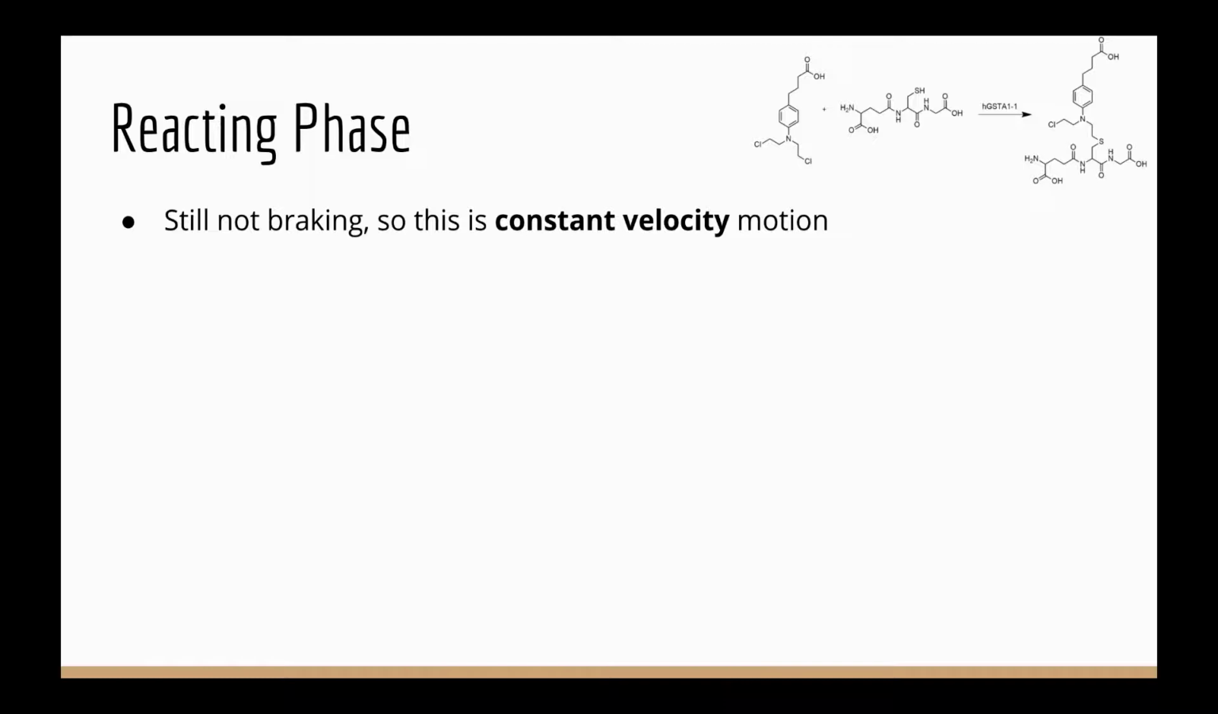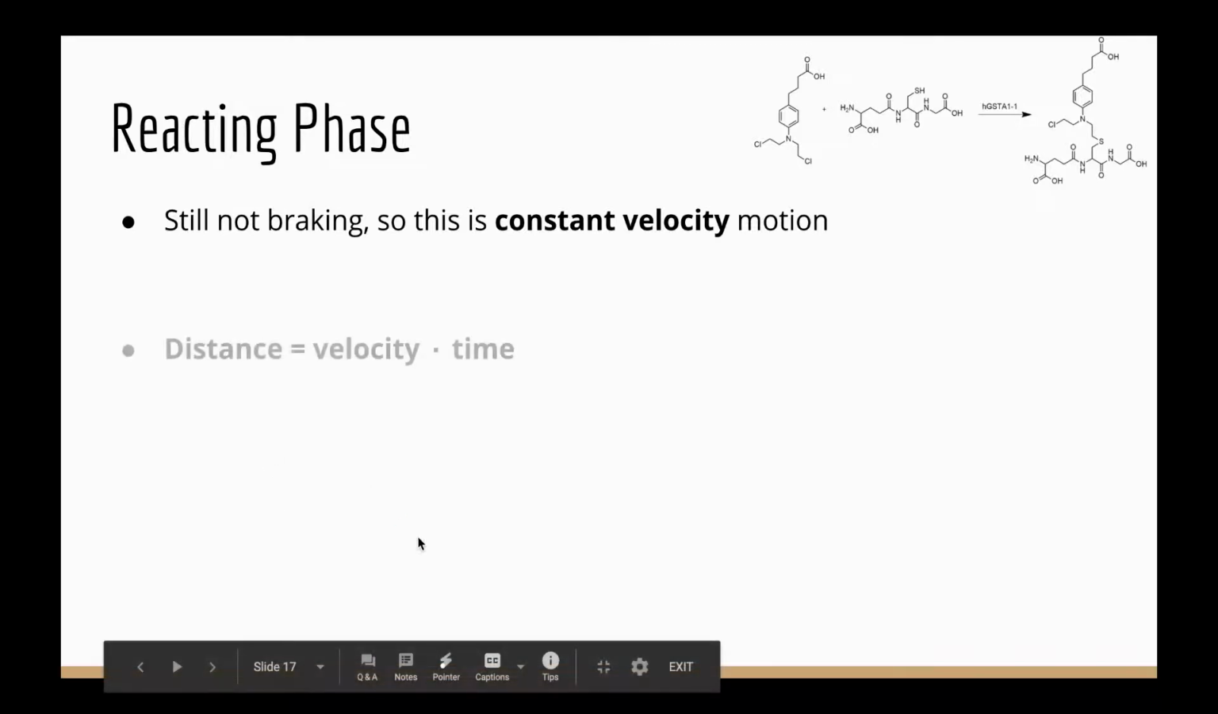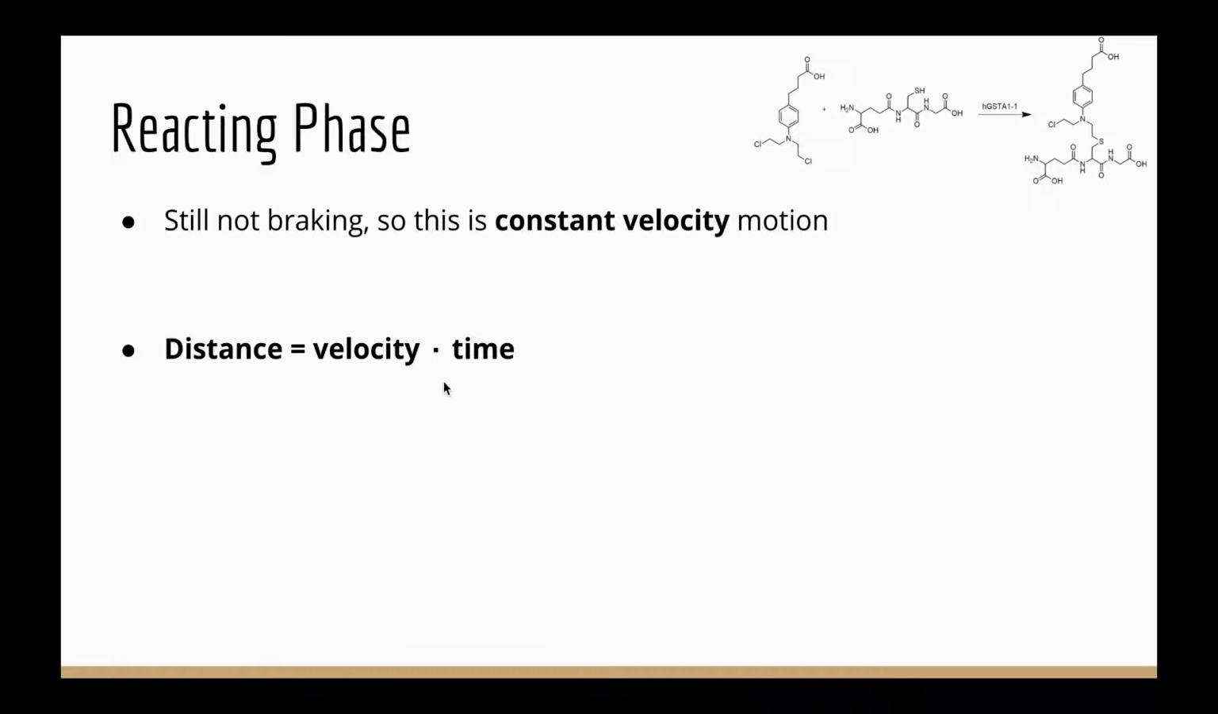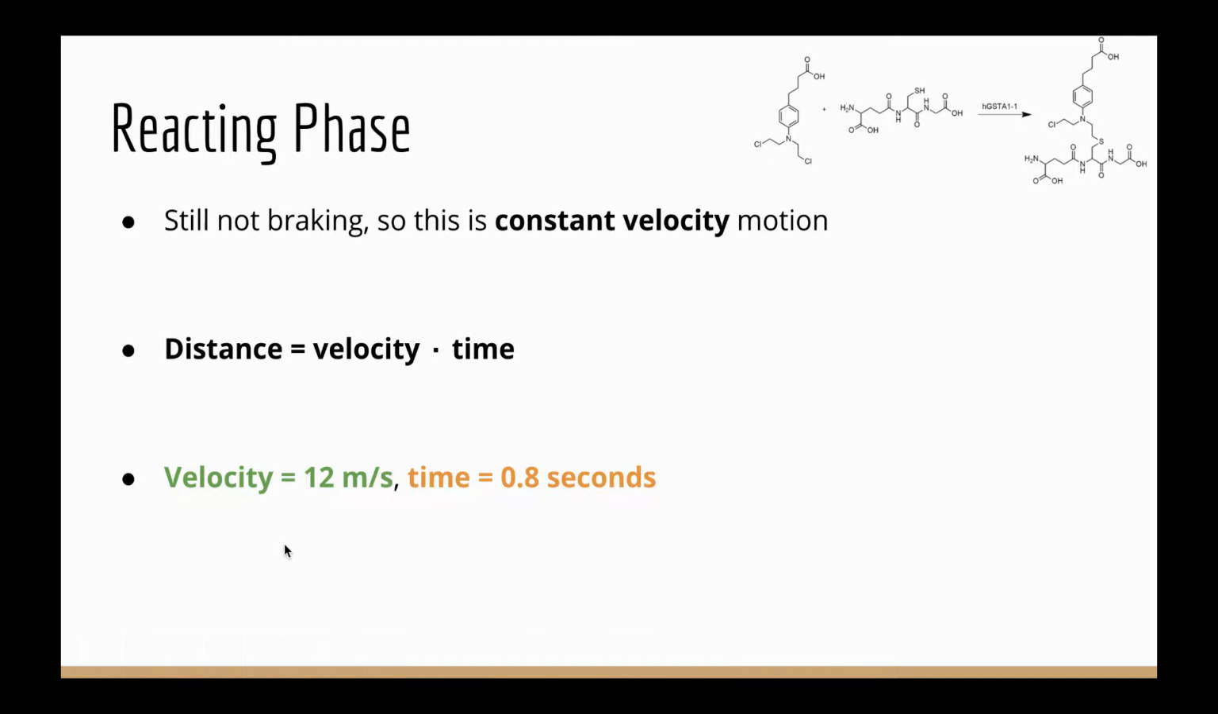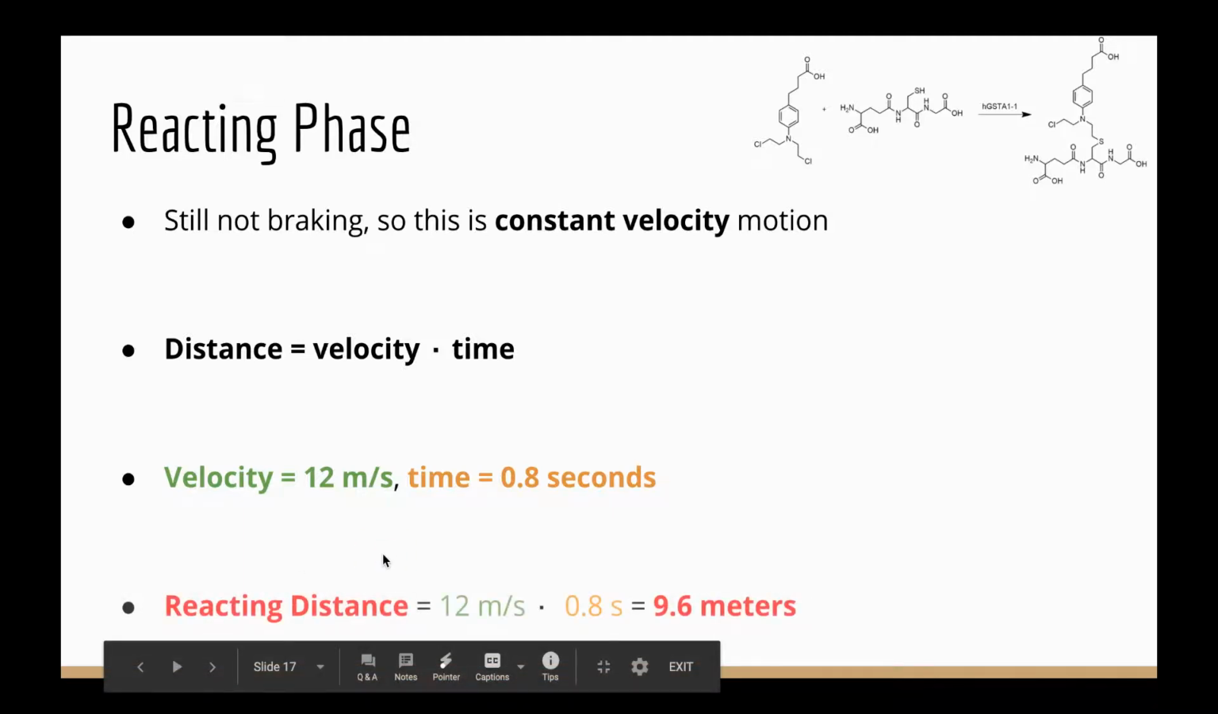So during the reacting phase, the car still has not started braking. It is still at a constant velocity in motion. And we are still using the same equation, distance equals velocity times time. The knowns that we have is that velocity is 12 meters per second. That hasn't changed from the distracted phase. And then our reaction time is different from the distracted time, which is 0.8 seconds. Multiply those two together, and we have 9.6 meters.